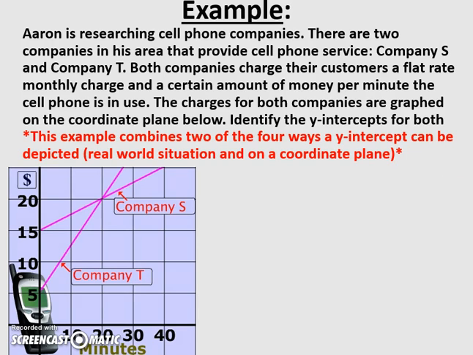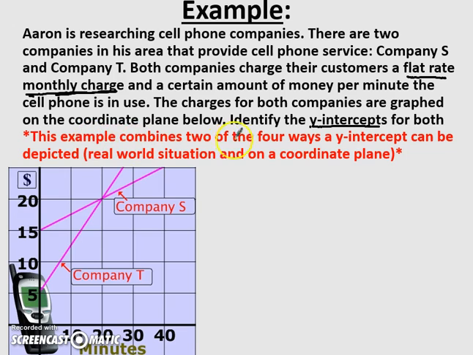Aaron is researching cell phone companies. There are two companies in his area that provide cell phone service, Company S and Company T. Both companies charge their customers a flat rate monthly charge. So when we hear flat rate, that's the y-intercept that we're looking for. Flat rate monthly charge and a certain amount of money per minute the cell phone is in use. The charges for both companies are graphed on the coordinate plane below. Identify the y-intercepts for both.